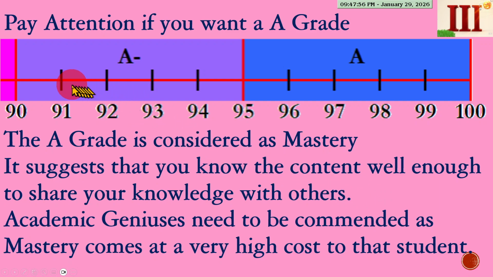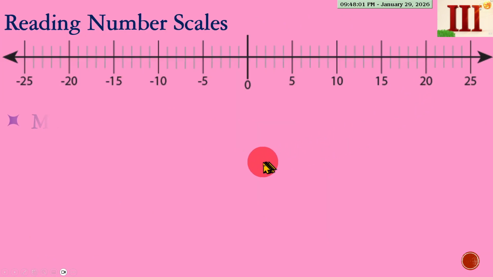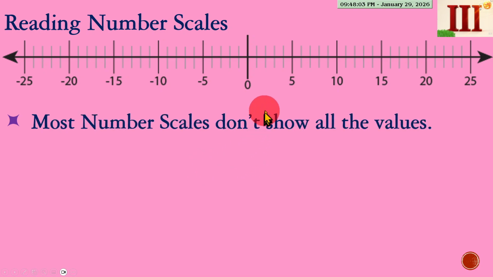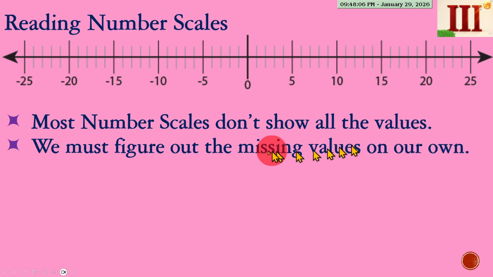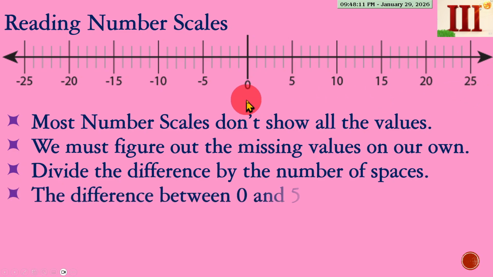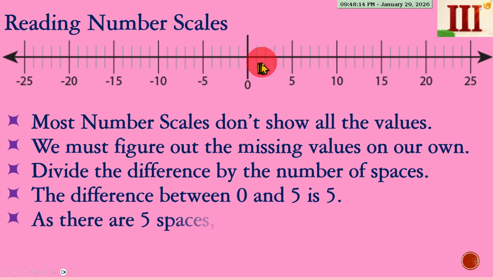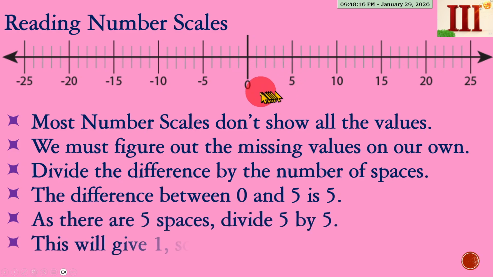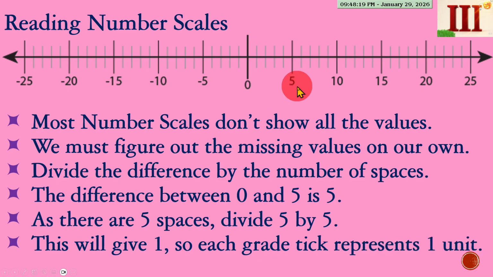So I want you to notice we are looking at scales, and you see all of these markers that indicate numbers. But there are times when you're reading a number scale that not all of the numerical values are going to show. You've got to figure out the missing numbers. If you go from 0 to 5, you'll notice there are 1, 2, 3, 4, 5 spaces. And since there are 5 spaces and there are 5 numbers, 5 divided by 5 is 1. That means in between each one of these markers represents a unit. 1, 2, 3, 4, 5. Even if you go to 15, you can say 16, 17, 18, 19, 20.